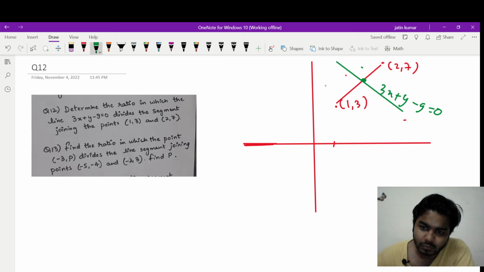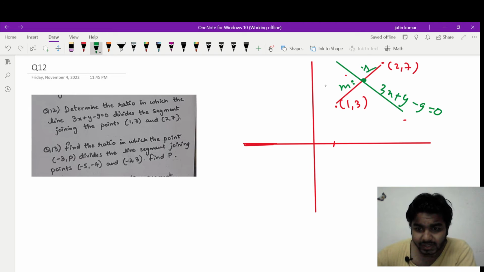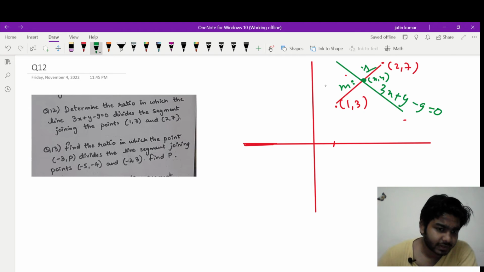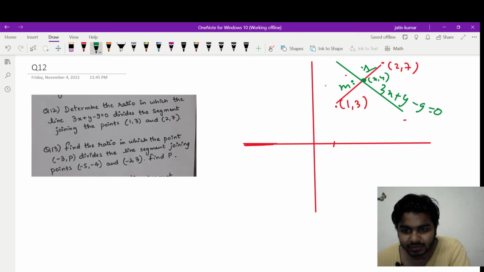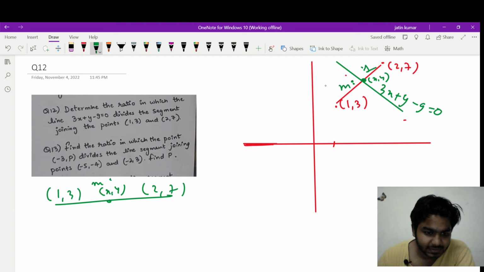So let's suppose that this line divides the line segment in the ratio m:1. Can we assume that? Yes. So this coordinate is some (x, y), right? Can we find that coordinate? Yes, we have (1, 3) and (2, 7), and in between we have (x, y), and we have assumed that it divides it in the ratio m:1. So we can find these coordinates.